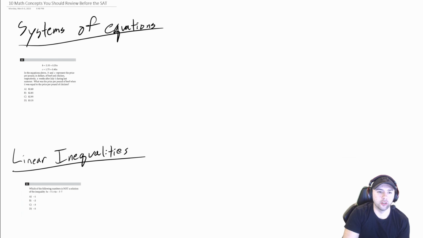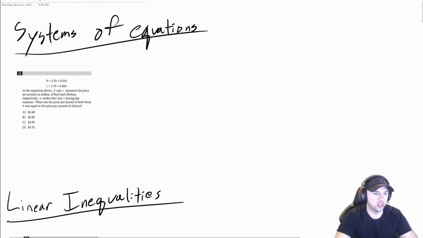Today we're going to be going over some SAT math topics. So the first one we're going to be looking at here is systems of equations, and we're going to take a look at this problem number 11.